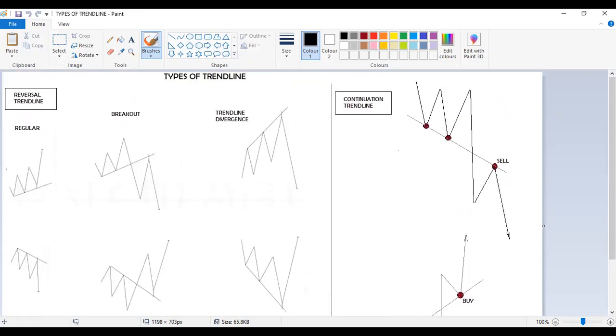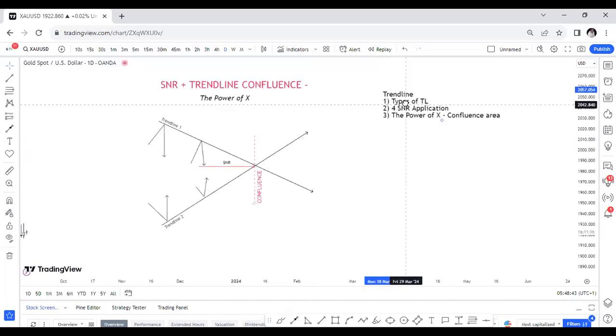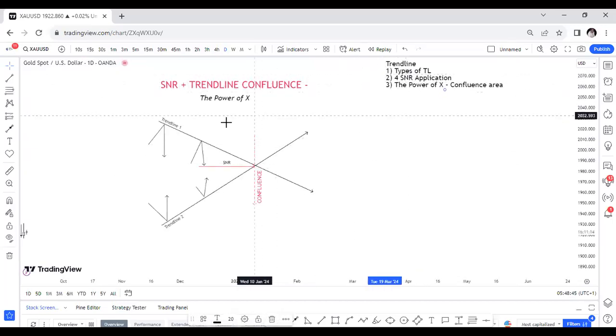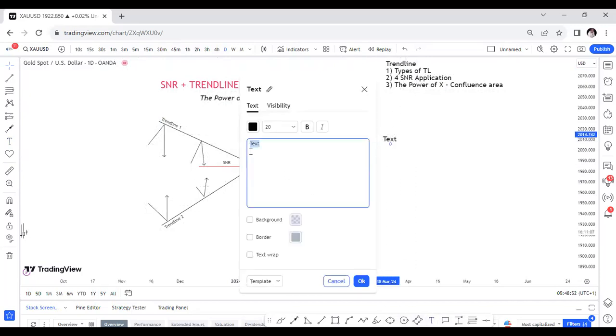Then there are four SNR where trend line is being applied. So you have to note that, so that you don't just draw trend line across all SNR. There are four SNR where trend line will be applied, to apply your trend line.